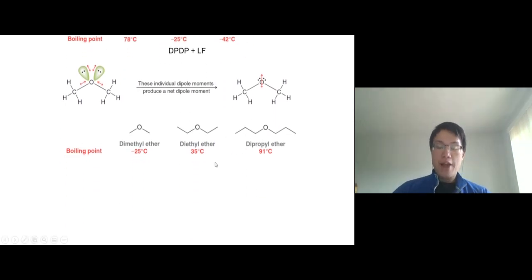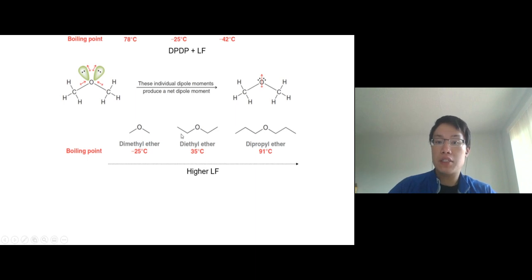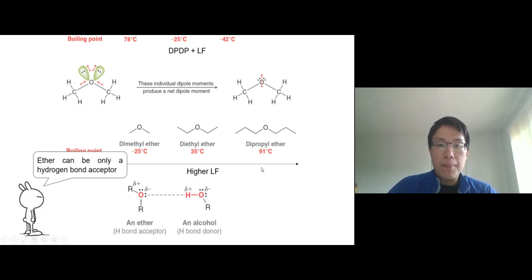The larger ethers have higher boiling points because of the higher degree of London forces. It's just more carbon, more carbon, more carbon, even more carbon there. All right.